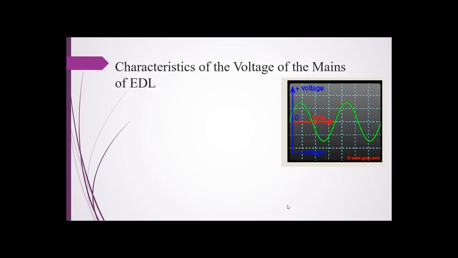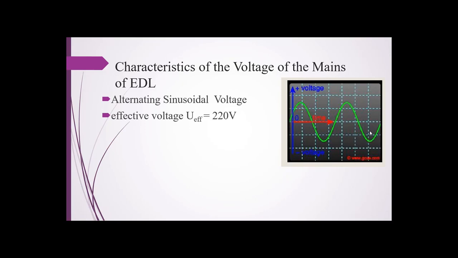So to sum up, let's summarize the characteristics of the electricity of the mains. From this oscillogram, we can deduce the type of this voltage, which is alternating sinusoidal voltage. The effective voltage, U effective, is 220 volts. And the maximum voltage can be calculated from the effective voltage, and the frequency F is equal to 50 Hz.